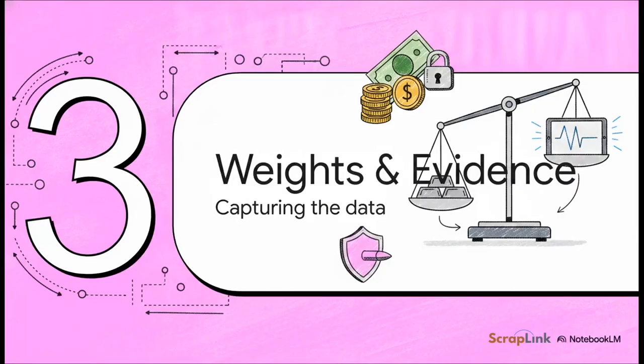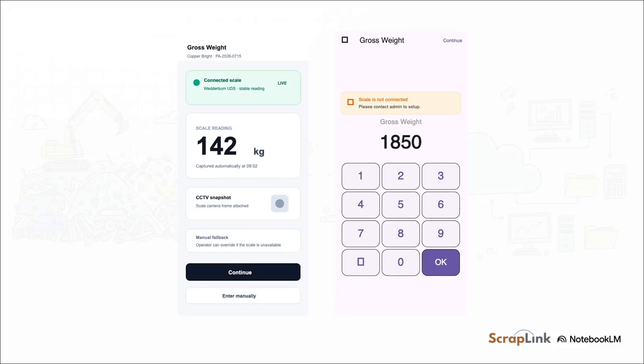Next up is Section 3, Weights, Evidence, and Checkout. Now we reach the absolute most risk-prone part of the entire yard operation. This is where money changes hands, so the data here has to be bulletproof. Check out the magic of connected hardware.